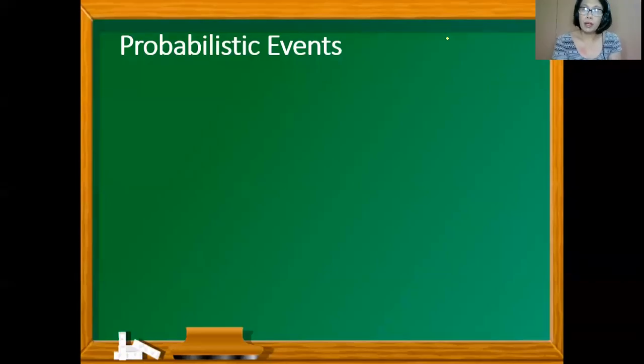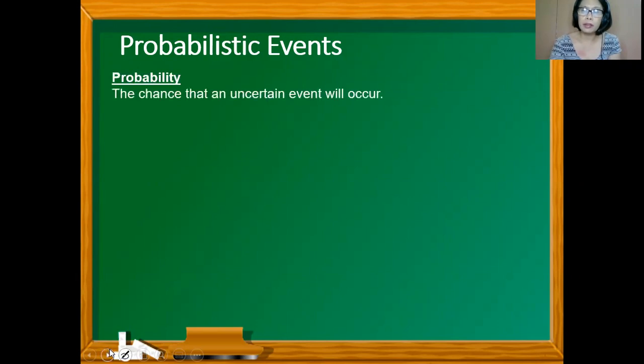Hi everyone, I'm going to discuss basic probability. So before I begin, let me discuss some important terms which are needed in our discussion. Probability, when we say probability, this is the chance that an uncertain event will occur.